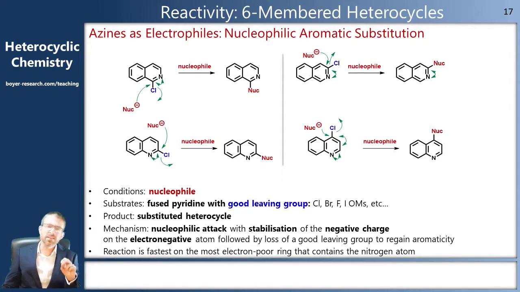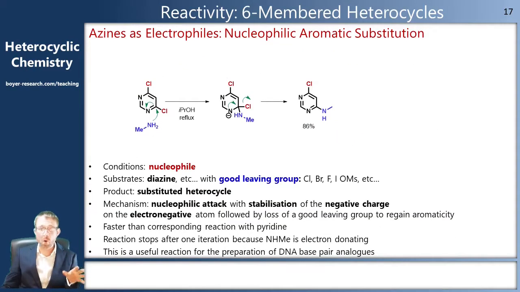Again, what we want is a nucleophilic substitution whereby our nucleophile can attack, give stabilization of a negative charge on our electronegative nitrogen atom, followed by the electrons funneling back through and kicking out a leaving group. In a system with more heteroatoms, well then, this rate is increased further. So for example, if we have this dichloropyrimidine, we have a good nucleophile, so methylamine.